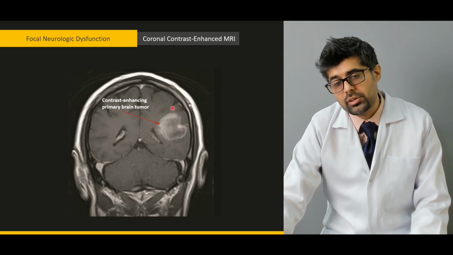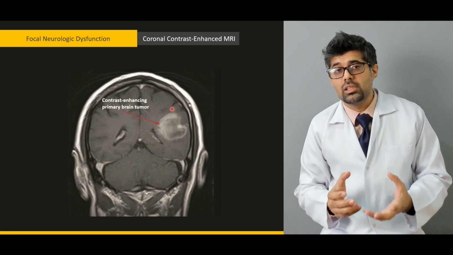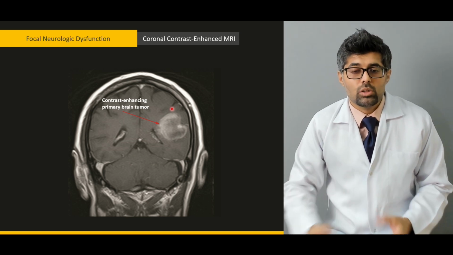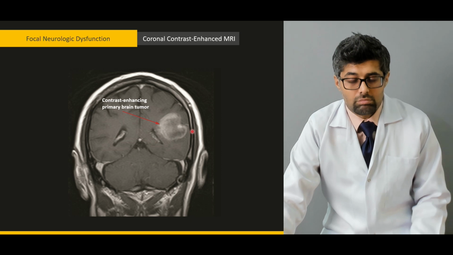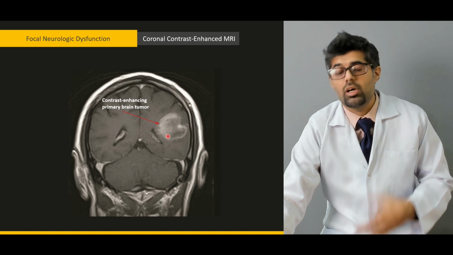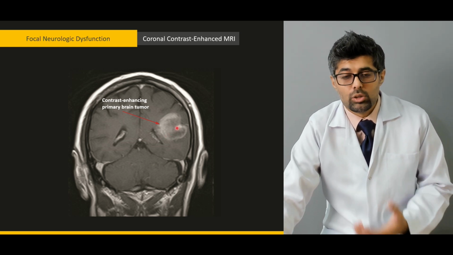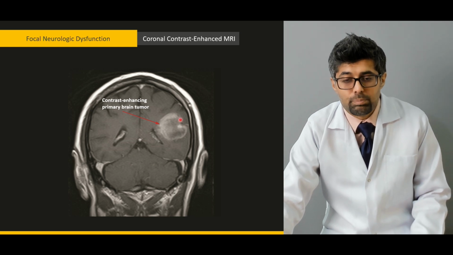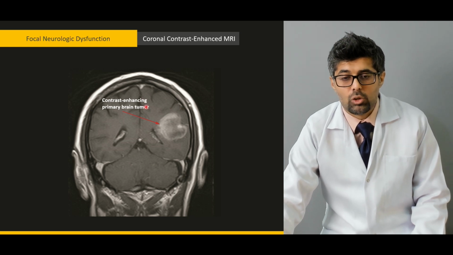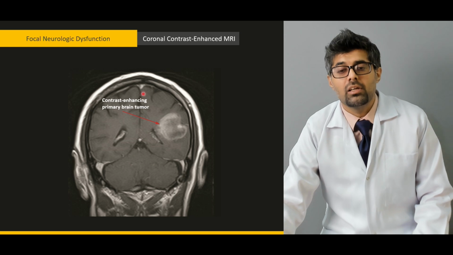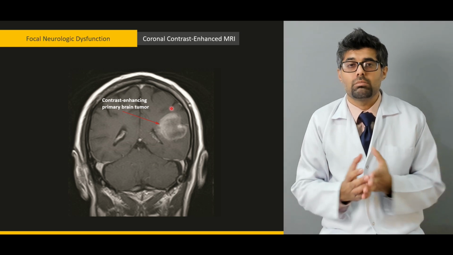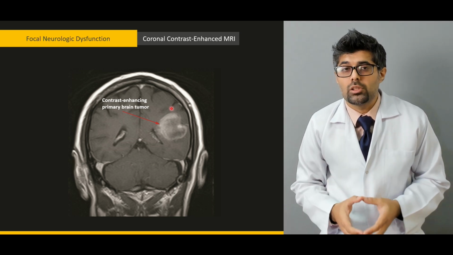Now, the frontal cortex and the prefrontal cortex are responsible for our cognitive behavior, and because of this, the mass is producing what is called mass effect or a space occupying lesion. The presence of this mass is putting pressure on the frontal cortex here, and because of this particular focal area, the patient is having neurological problems.